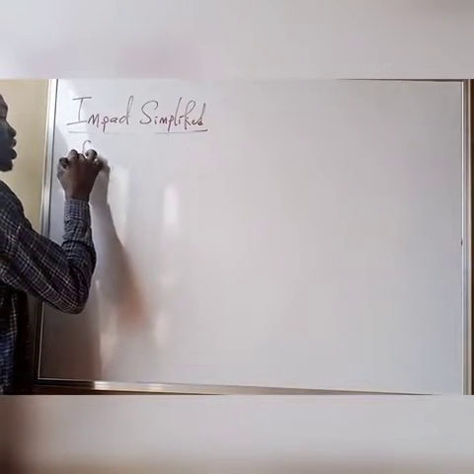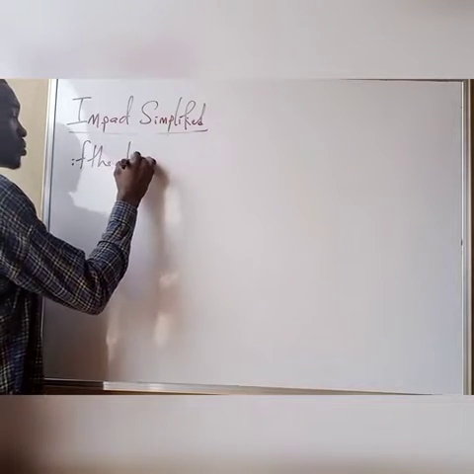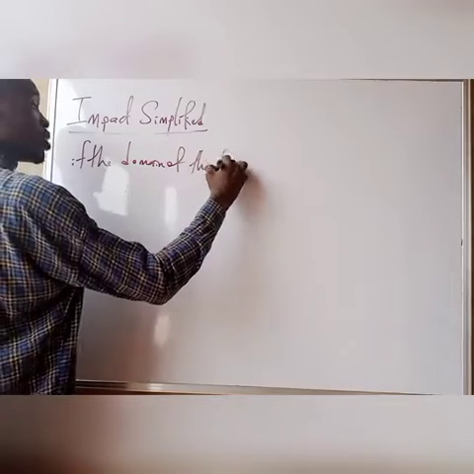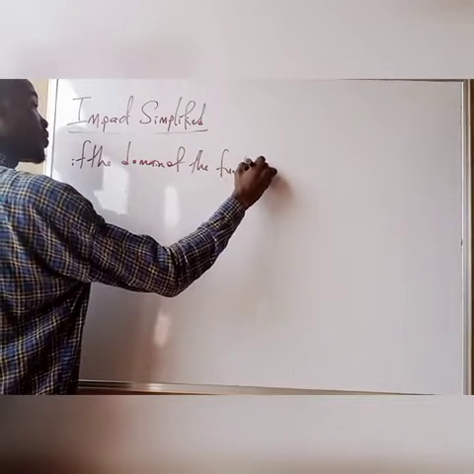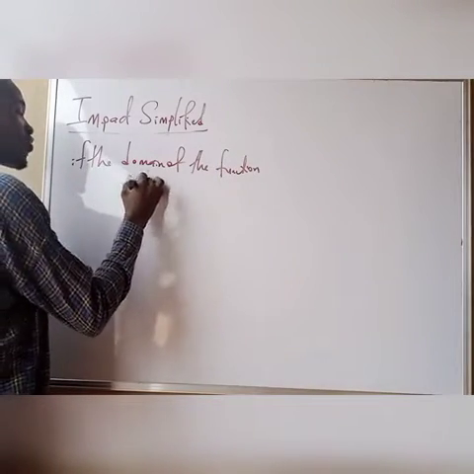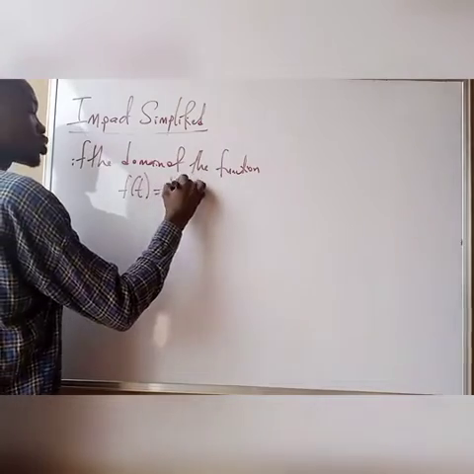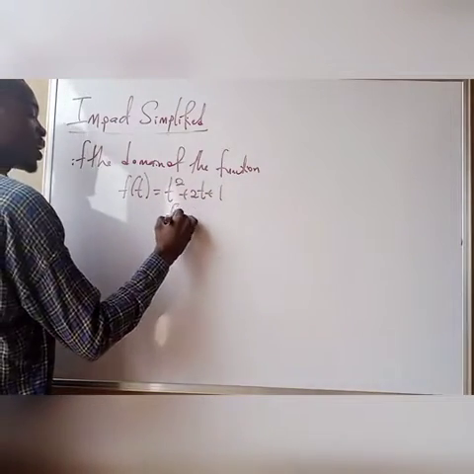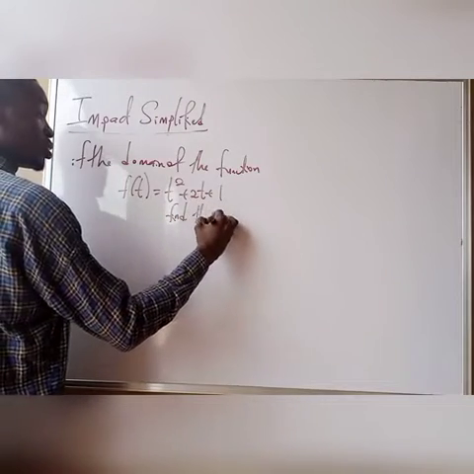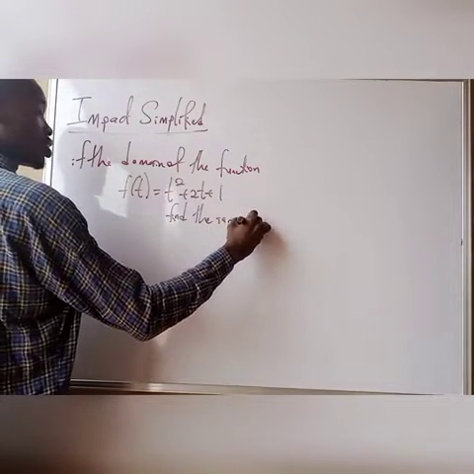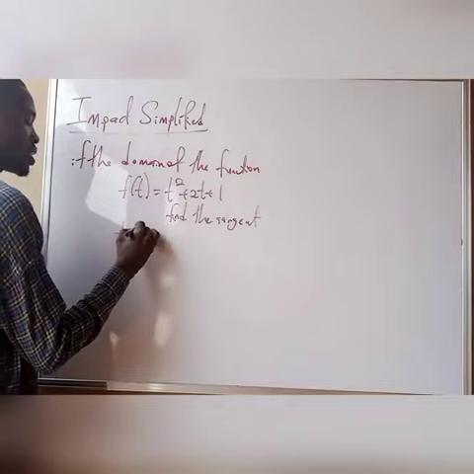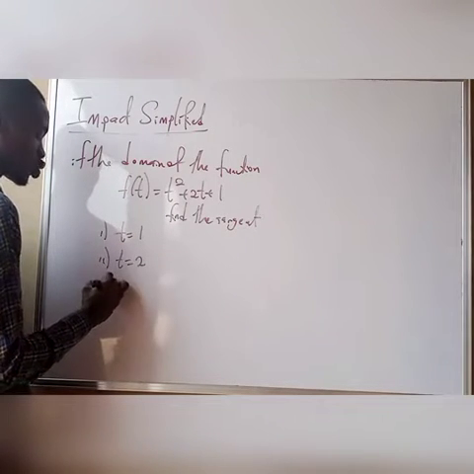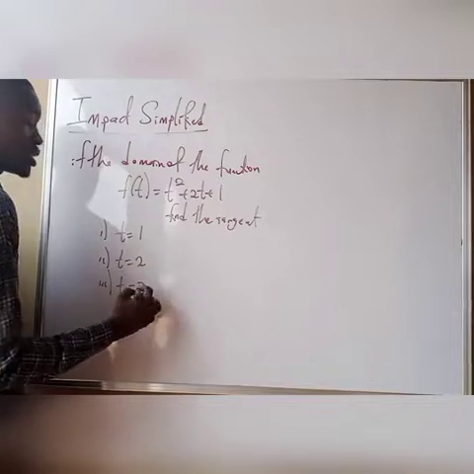Now let's look at this. They said if the domain of the function f of t is equal to t squared plus 2t plus 1, we should find the range at t equals 1, at t equals 2, and at t equals 3.